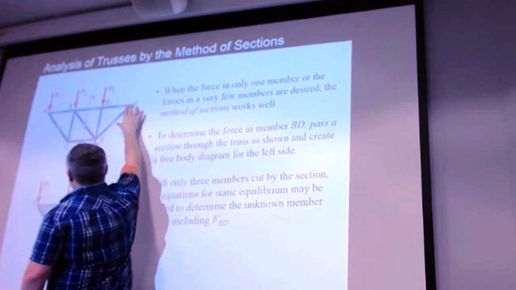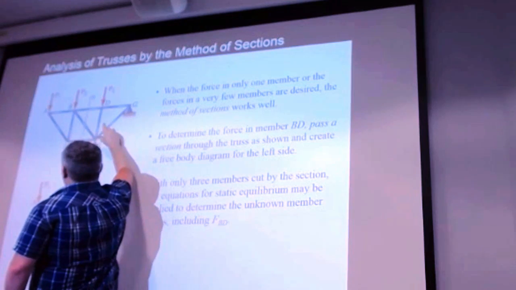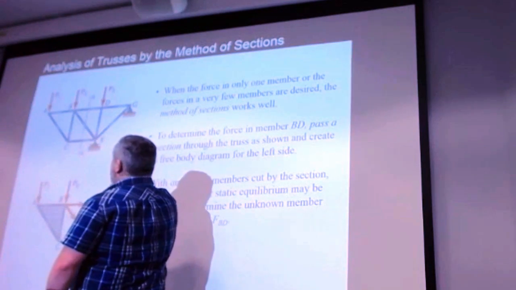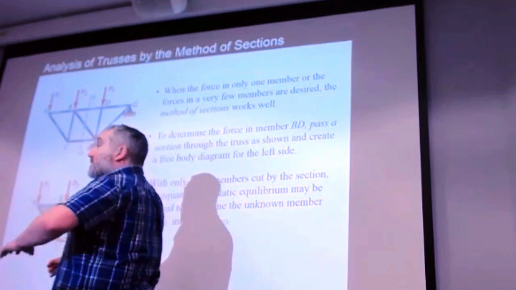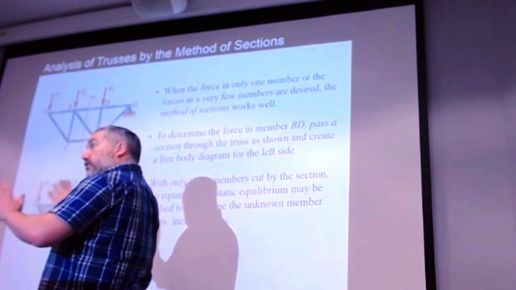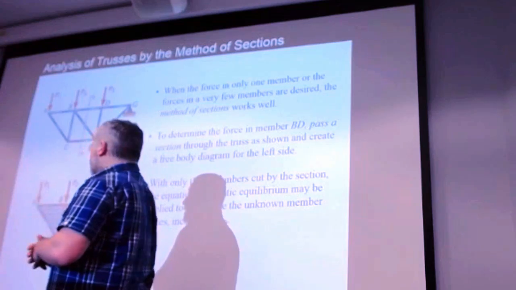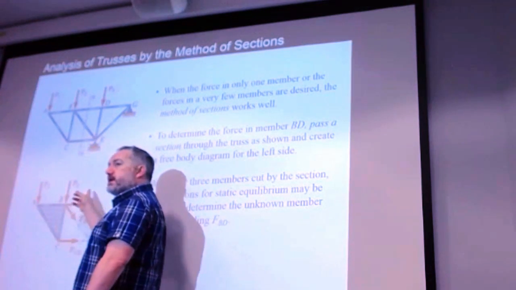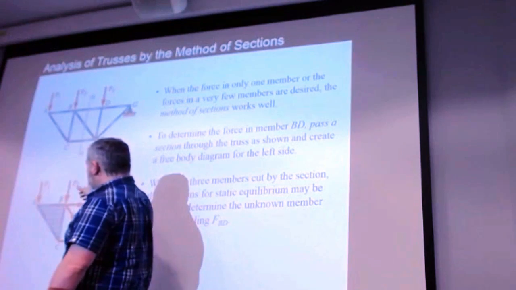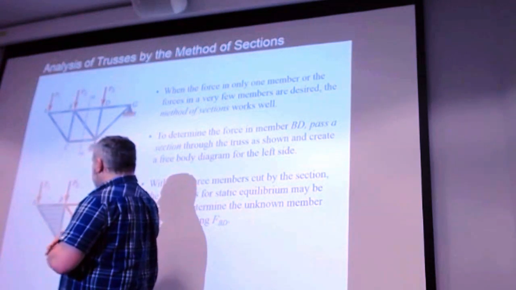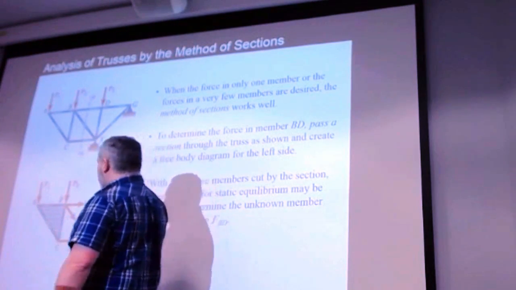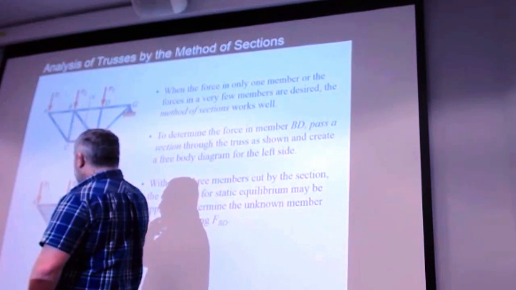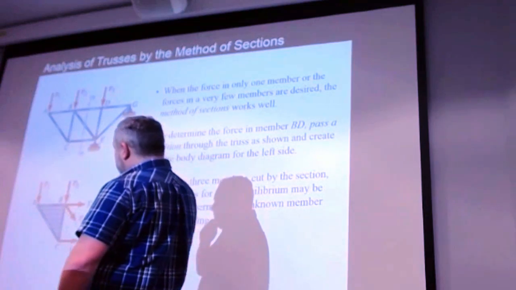Now you could work out all of the reactions and then work out all the individual values, but you'll find that the method of joints is easy to work through, it just takes a long time. With the method of sections, the difficult part is figuring out where to slice the truss, and then where to take moments about to remove forces so that you can actually solve for this.